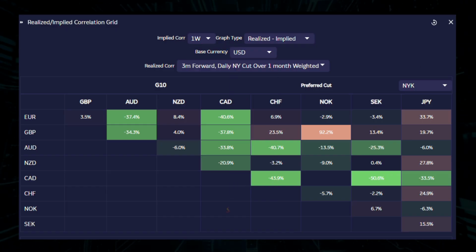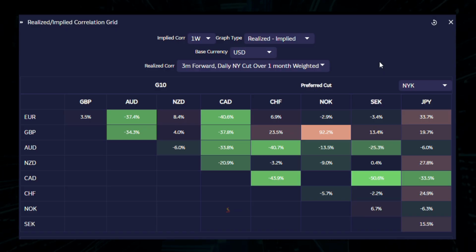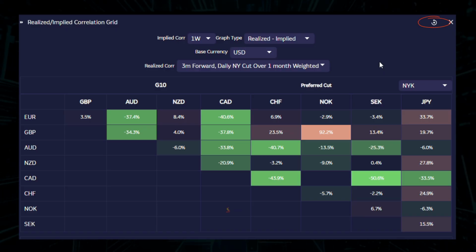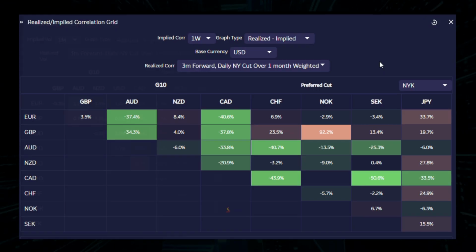For example, with USD as the base, the correlation between EUR and GBP is computed through the USD triangle, using EUR against USD, GBP against USD, and EUR against GBP relationships. You can refresh the grid anytime to update with the latest market data.